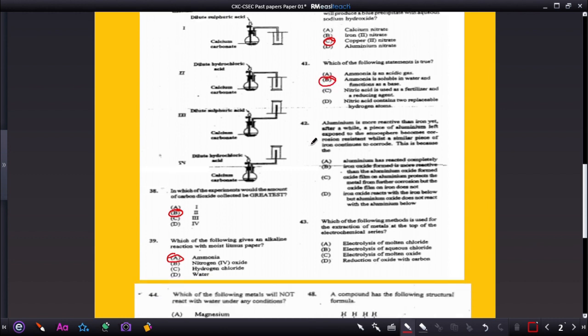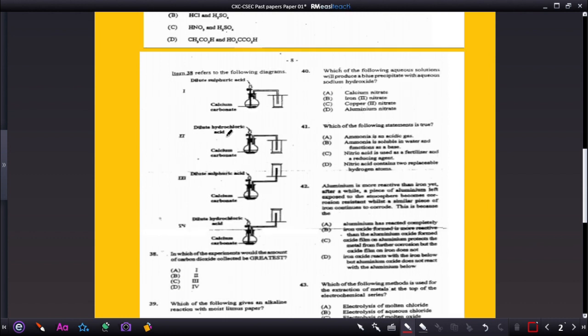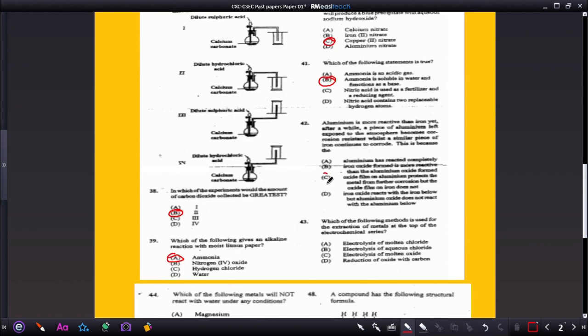42. Aluminum is more reactive than iron, yet after a while, a piece of aluminum left exposed to the atmosphere becomes corrosion resistant, whilst a similar piece of iron continues to corrode. This is because aluminum has reacted completely. No. Iron oxide is more reactive than aluminum oxide. No. The oxide film on aluminum protects the metal from further corrosion, but the oxide film on iron does not. Yes, iron oxide reacts with the iron below, but aluminum oxide does not react with the aluminum below. So the sulfate is insoluble. Because it is insoluble, answer is C.